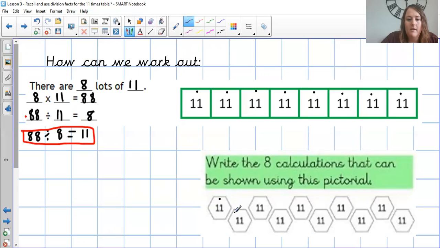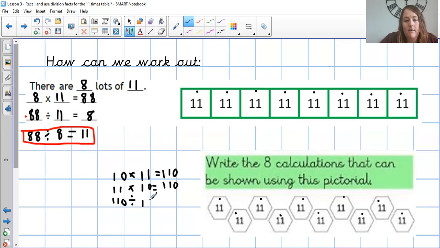Okay, so it's showing 1, 2, 3, 4, 5, 6, 7, 8, 9, 10. So you should have been able to work out 10 times 11, which equals 110. That's the first way, and then swapping those round, 11 times 10 equals 110. Then those division facts: 110 divided by 11 is 10, and 110 divided by 10 equals 11. So those are the first 4 ways we've got really good at.